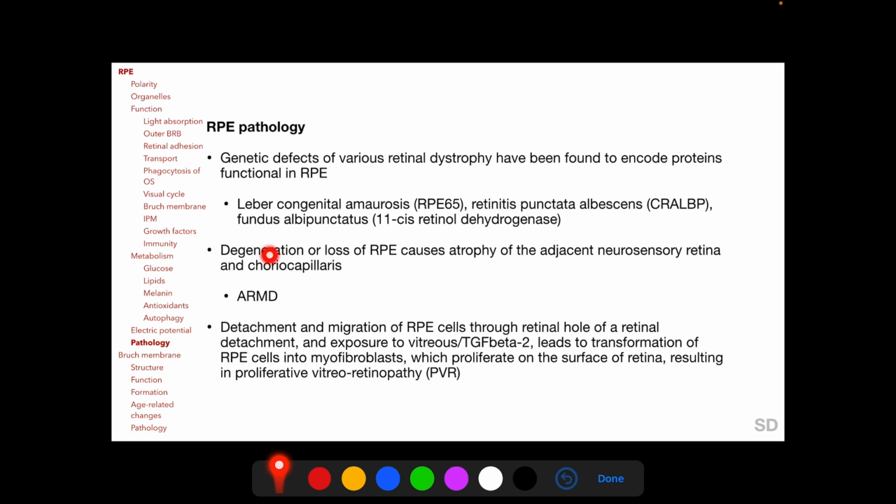In ARMD, degeneration or loss of retinal pigment epithelium causes atrophy of the adjacent neurosensory retina and choriocapillaries. And in retinal detachment, RPE cells detach from the choroid and migrate from the subretinal space to the vitreous cavity through the retinal hole, and exposure of these RPE cells to vitreous leads to transformation of these RPE cells into myofibroblasts, and these myofibroblasts then proliferate on the surface of the retina, resulting in proliferative vitreoretinopathy, which is the most common cause of recurrent retinal detachment following retinal detachment surgery.